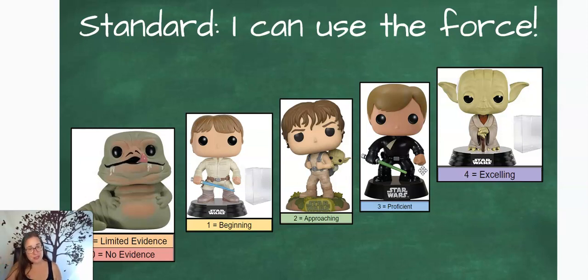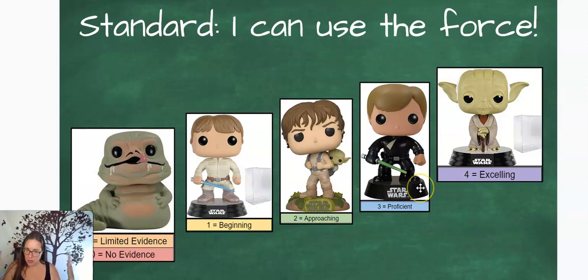Now, the final stage is Yoda. Yoda not only knows the Force, knows it well, but he can teach others. And that's the big difference with the excelling, is it's not just you know the content, but you know it so well that you could stand up there and teach the class. Okay, so if you get to the Yoda stage, the 4, that means you know this, you can teach it. So that's just kind of an example to break down what those categories are for.